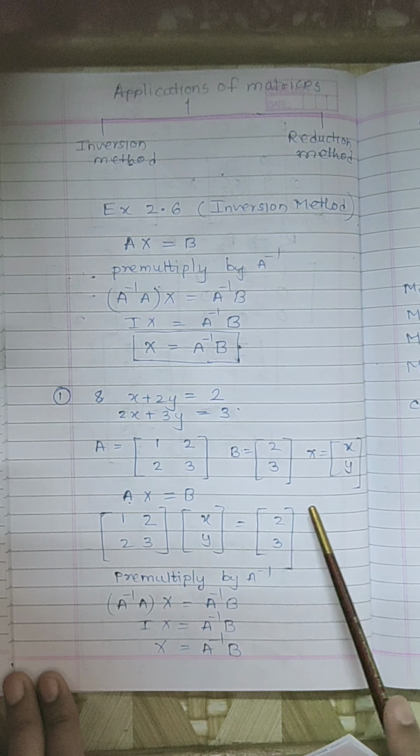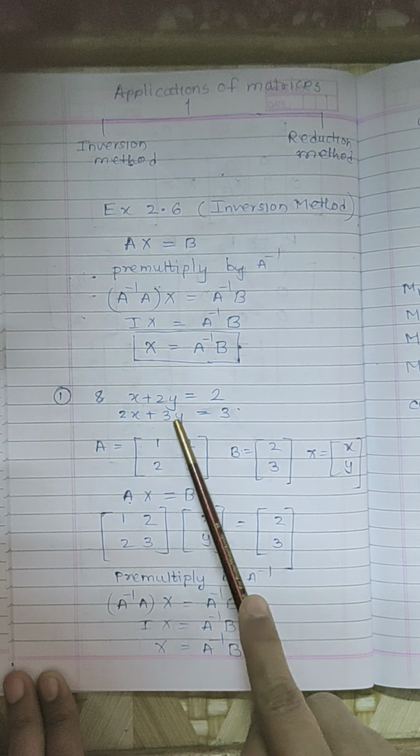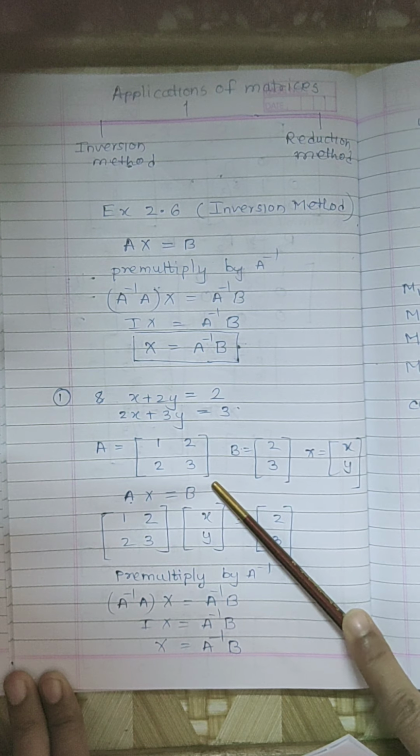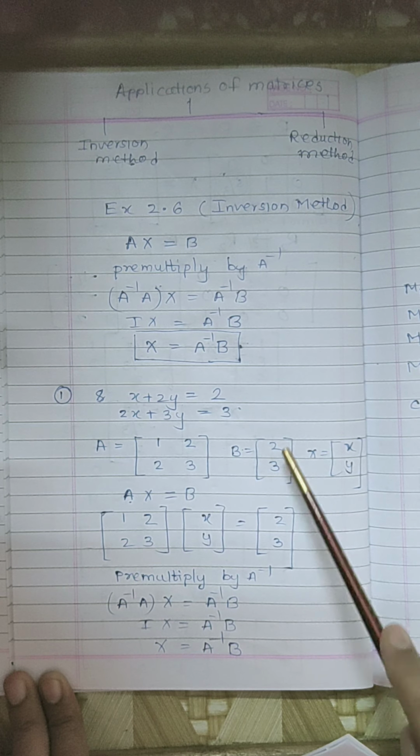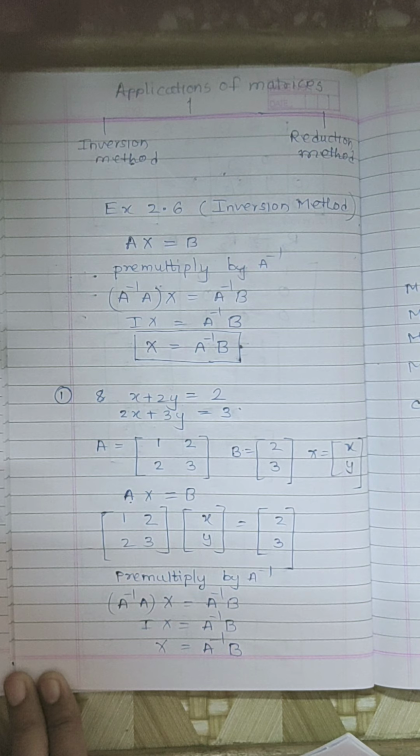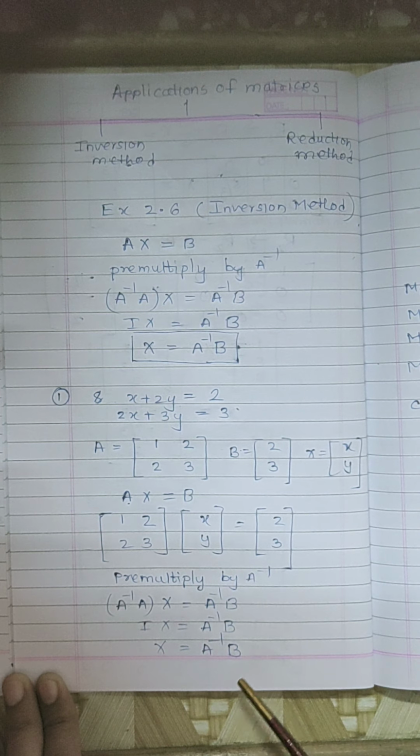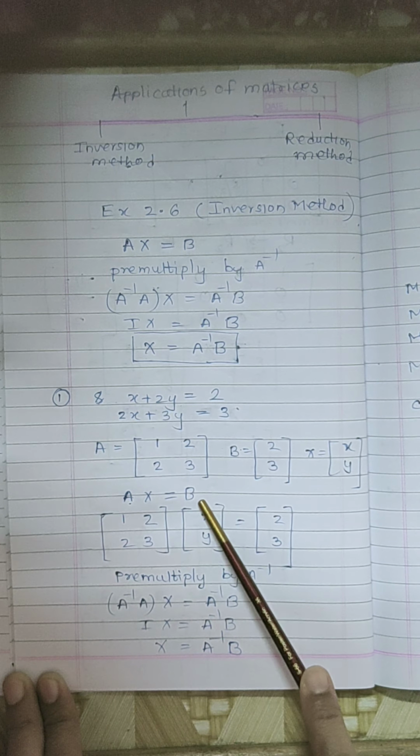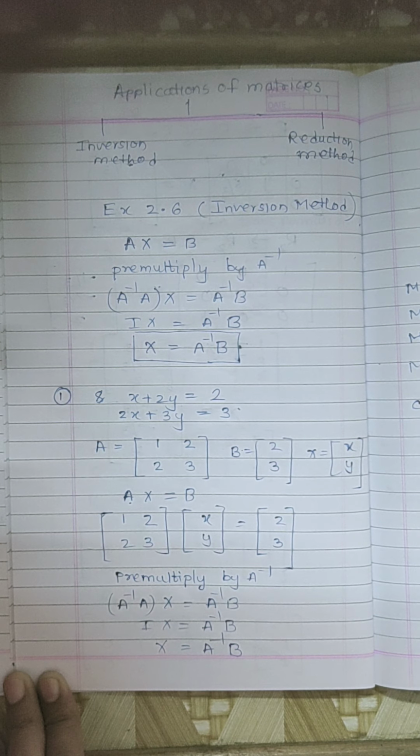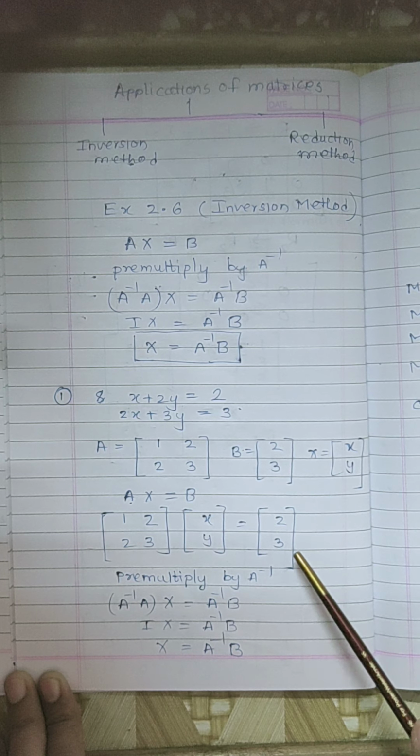Now how to write matrix A. Here the coefficients are 1, 2, 2, 3, and that is the matrix A. Matrix B is 2, 3, and X is x, y. We have to repeat the same form again: AX is equal to B, where A is this matrix, X means x, y, and B is this matrix.